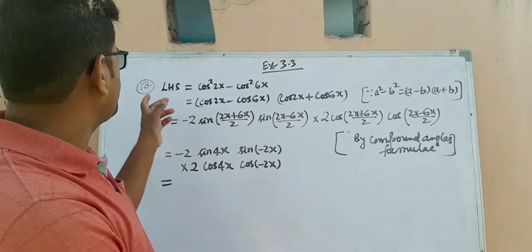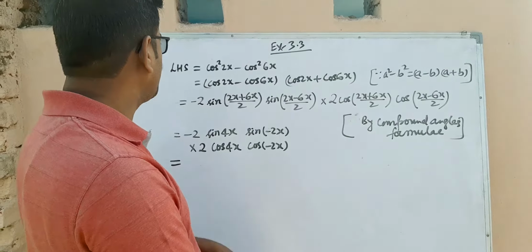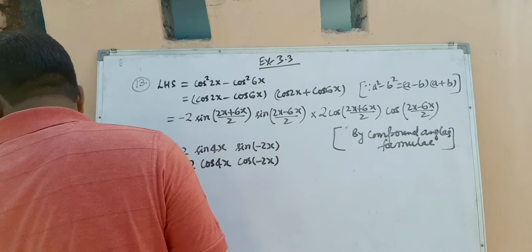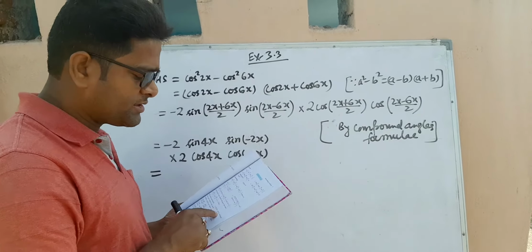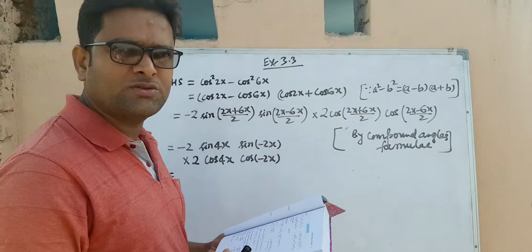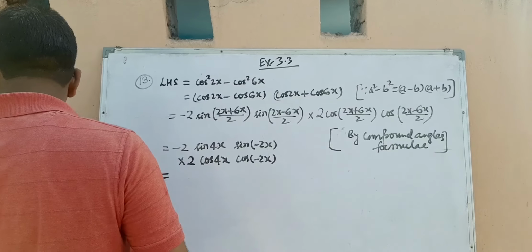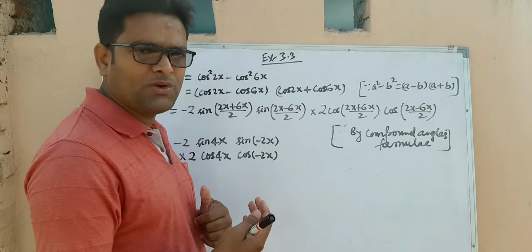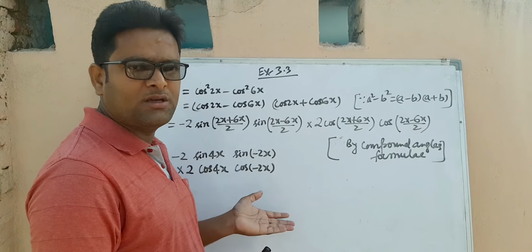Now everyone see question number 13. It is to be proved that cos square 2x minus cos square 6x is equal to sin 4x into sin 8x. Now see, sin 4x and sin 8x can be formed with the help of compound angle formula and utilized with the multiple angle formula.